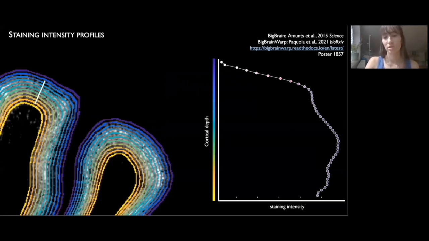Also, if you're interested in this, you can find pre-generated profiles for the entirety of BigBrain. So that's 320,000 vertices across the BigBrain surface, all in BigBrainWarp, which is a toolbox we've been developing recently, and it has lots of code and tutorials on this as well.